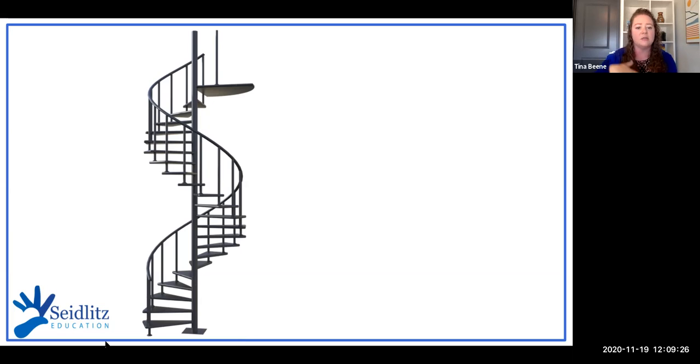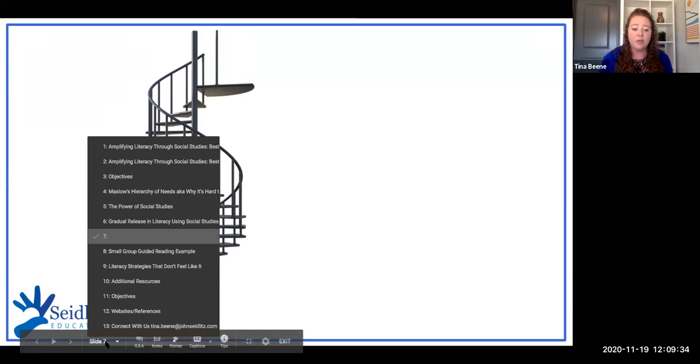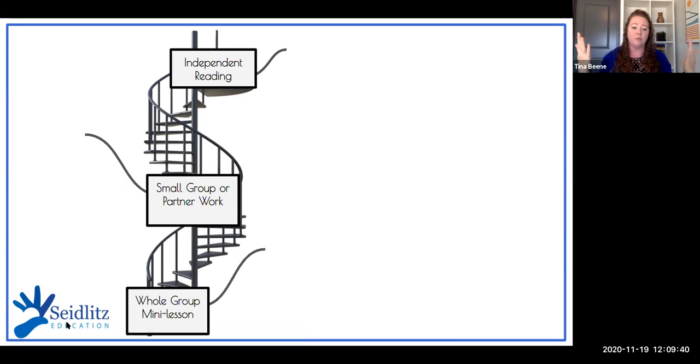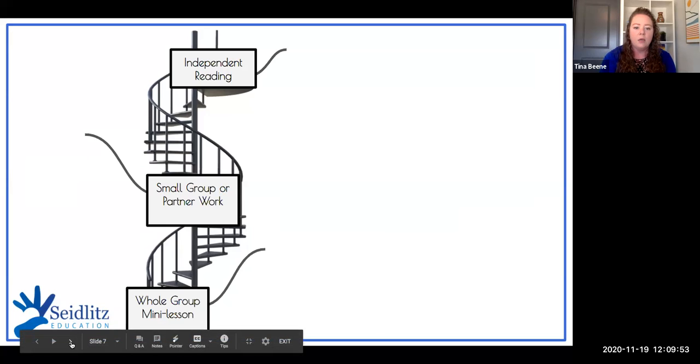So imagine this as the staircase. You want your students to get to this top level and be independent. So we're all going to start at the bottom together. And then after we've been at the bottom together for a little bit, we're going to move up to that small group and partner work stage. And then eventually they're going to do some independent reading about the topic. But we're going to start all together and develop a common understanding and then move into those small groups and partner activities and then the independent piece. So, what would that actually look like in the classroom?